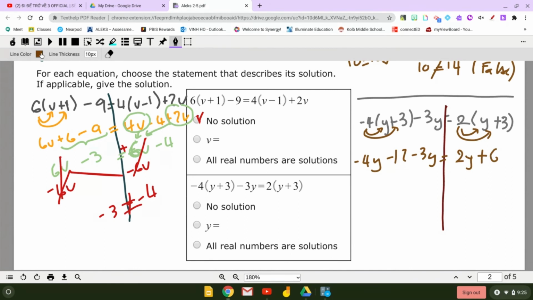Then we do combining like terms. -4y minus 3y. They are the same sign, so that will give you -7y minus 12 equal to 2y plus 6.